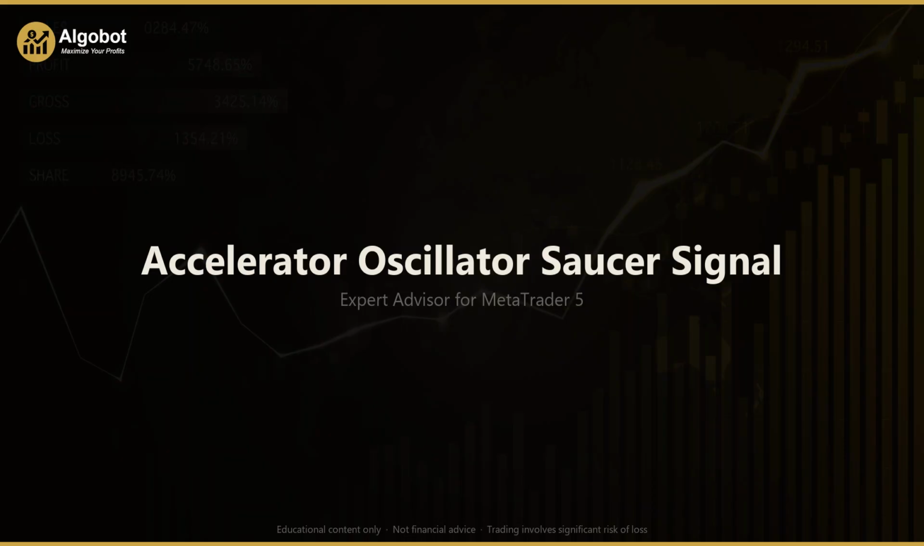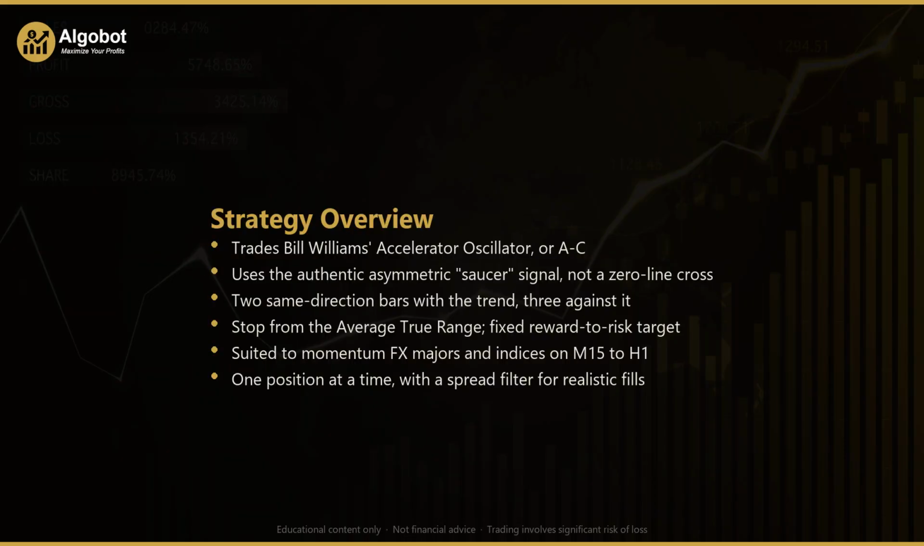In today's lesson, we're taking apart an expert advisor called the Accelerator Oscillator saucer signal. It's built around Bill Williams' Accelerator Oscillator, and instead of a plain zero-line cross, it uses the classic saucer pattern to read whether momentum is speeding up or slowing down. By the end of this video, you'll understand how the saucer forms, how the strategy times its entries and exits, and how the code turns that idea into rules. Let's get into it. So what exactly does this expert advisor do?